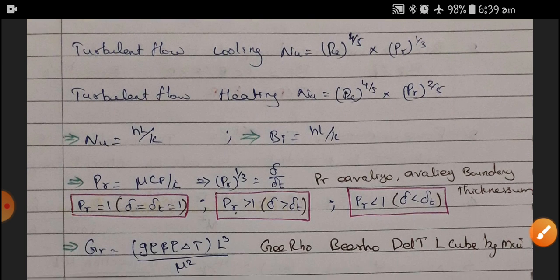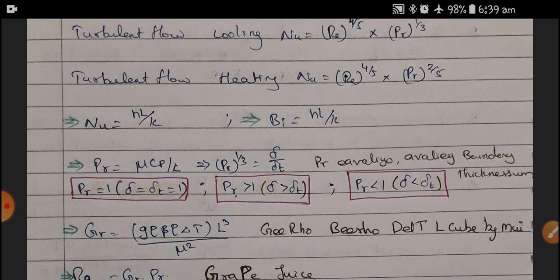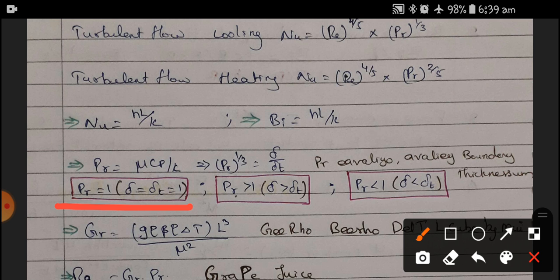And for the Prandtl number, we know that Prandtl number is mu Cp by K. If Prandtl number is equal to 1, your molar diffusivity and thermal diffusivity are same. If Prandtl number is greater than 1, then molar diffusivity is more than thermal diffusivity. And similarly, for the Prandtl number less than 1, this molar diffusivity is less than thermal diffusivity.